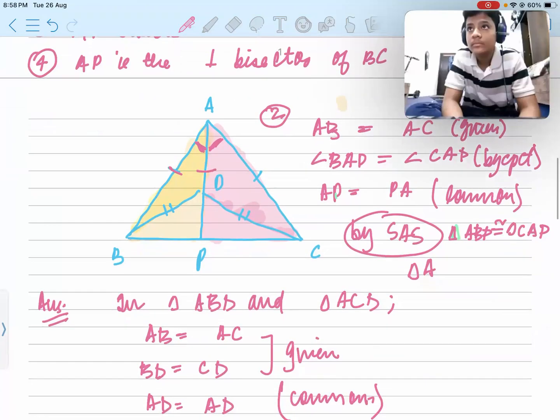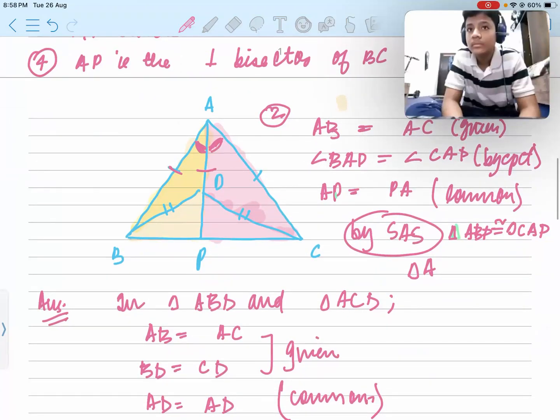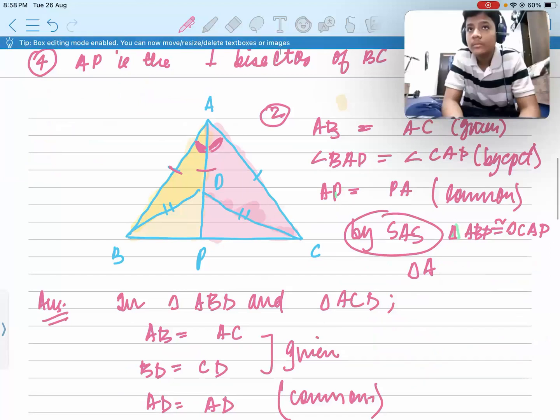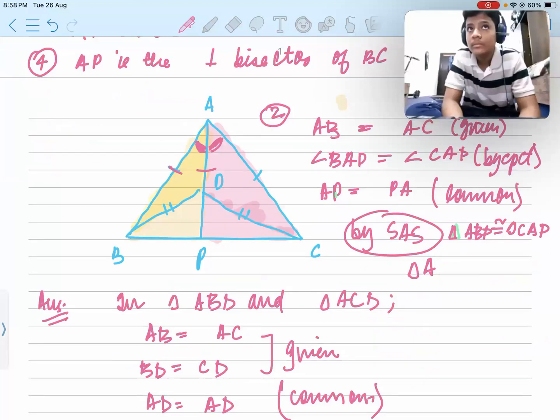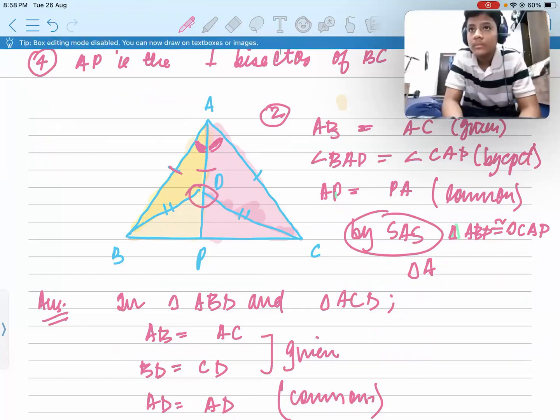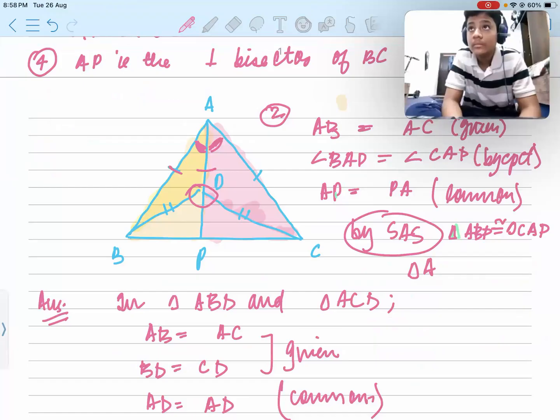See, it is obviously bisecting angle A. Very easy it is. Why? Because you can prove that angle BAP is equal to angle CAP. That means angle A is being bisected. But now what about angle D? What will you do if you have to prove that it is bisecting angle D as well? So you will first prove that this small triangle is congruent to this small triangle, right?